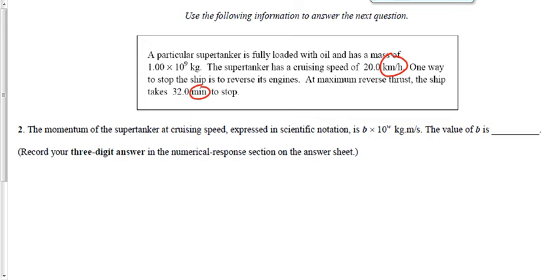If this ship takes 32 minutes to stop, what do we know about this ship? It's hard to stop, and it's hard to stop because it has a lot of momentum. And it has a lot of momentum because it's heavy. It's not moving all that fast, right? What's the momentum of this supertanker? Well, to find the momentum, all we're going to do is say m times v, but we need to know what v is in meters per second. I think that works out to be 5.55, isn't it? Don't forget to do that conversion.